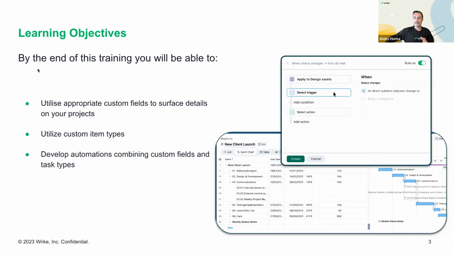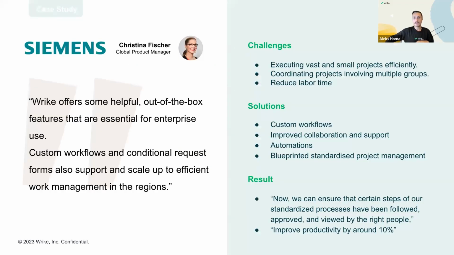Now, before we dive into it and before I hand it over to Clark, you've probably heard of the likes of Siemens. They're a pretty big technology group, really a conglomerate that's utilizing Wrike across their organization. They came to Wrike with the challenge of having a vast amount of projects, large and small, and coordinating a stack of projects with a stack of people around the world was taking a significant amount of time. So they wanted to reduce that time.